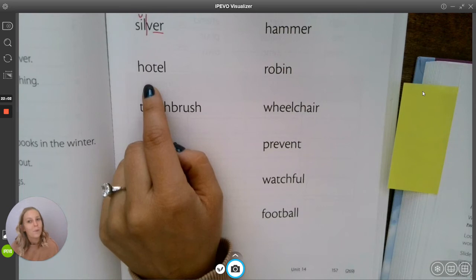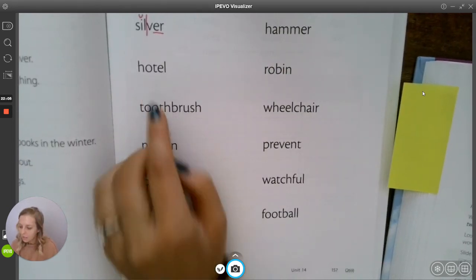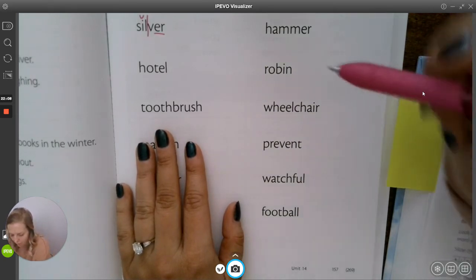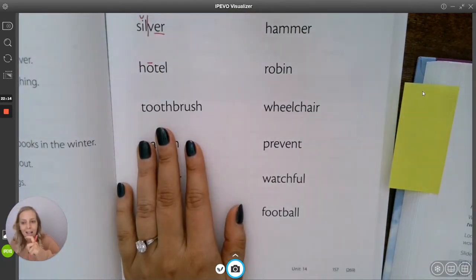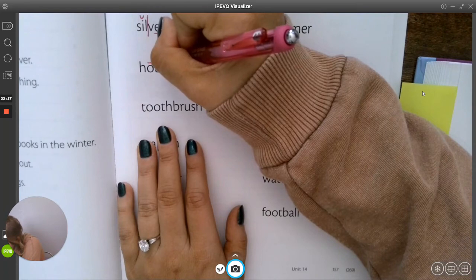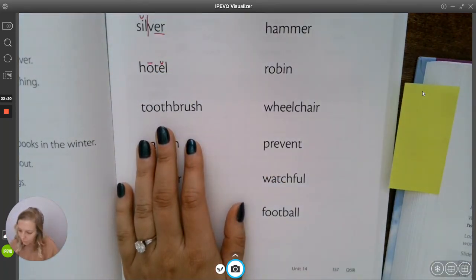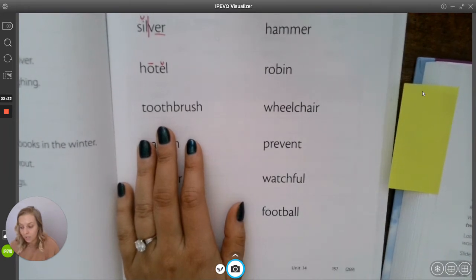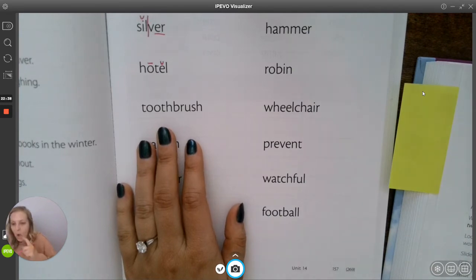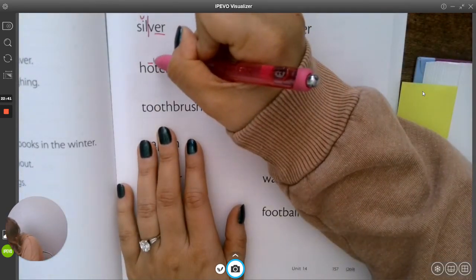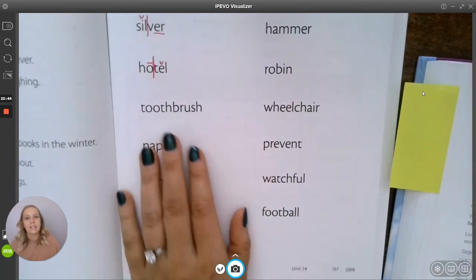So read the word, hotel. Mark single letter vowels as short, long, or broad. We have ho, long O, and tel, short E. Then underline multi-letter vowels and R-controlled vowels. Do I have any in this word? Nope. So we can skip over that. Moving on to the fourth step, draw a straight vertical line between the syllables. Hotel. It's going to go between O and T.